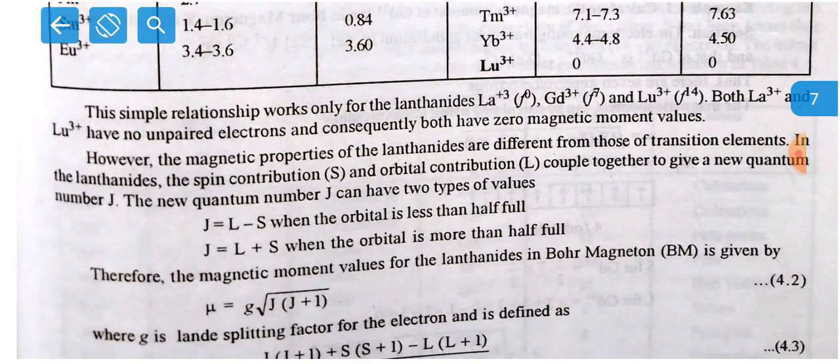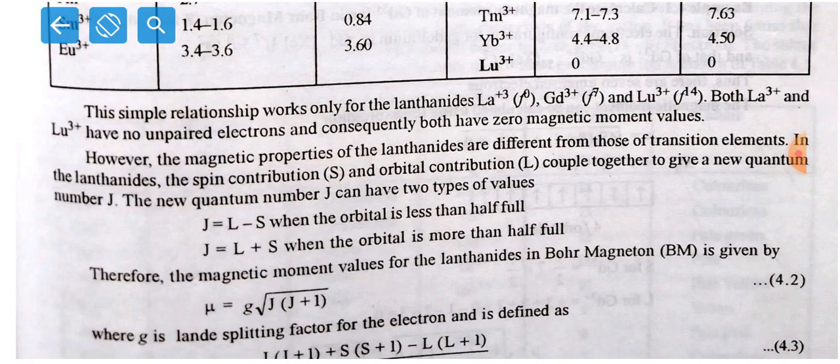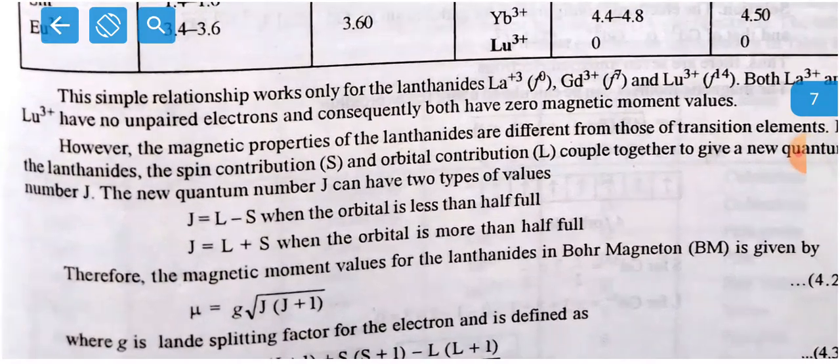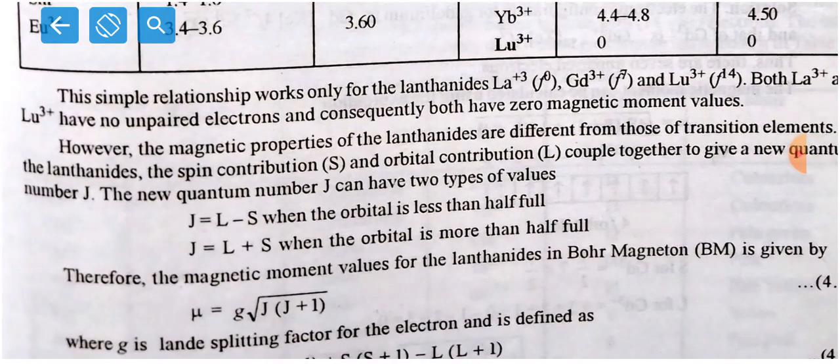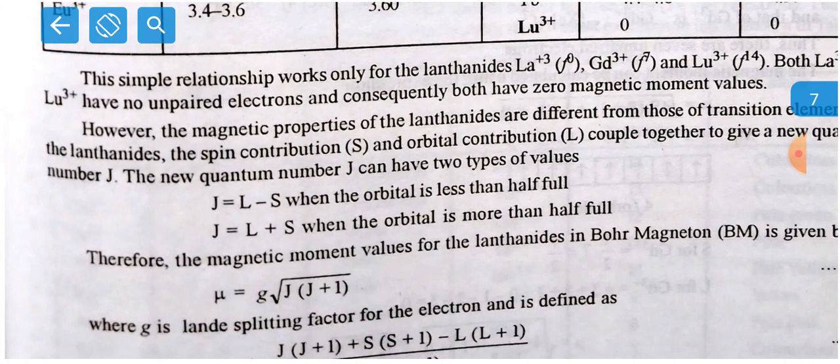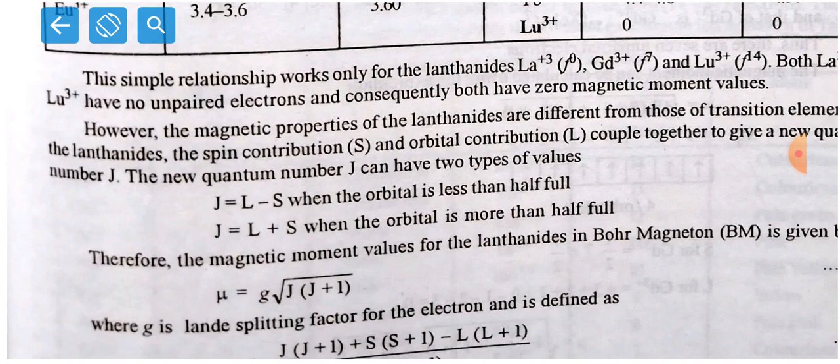However, the magnetic properties of the lanthanoids are different from those of transition elements. In the lanthanoids, the spin contribution S and the orbital contribution L couple together to give a new quantum number J. The new quantum number J can have two types of value. J is equal to L minus S when the orbital is less than half full. J is equal to L plus S when the orbital is more than half full.